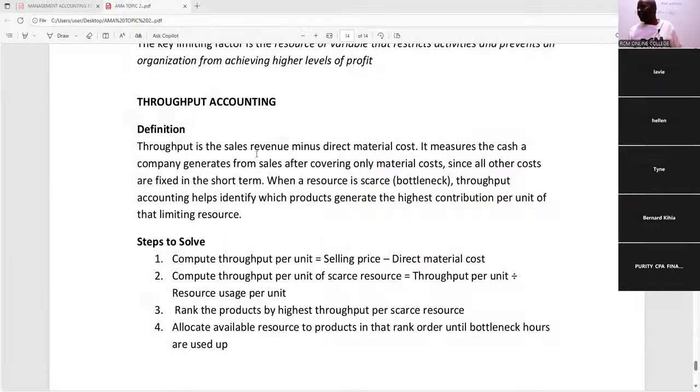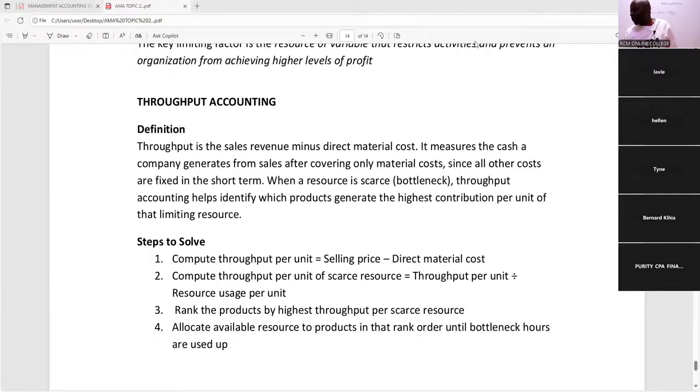So we are told, ladies and gentlemen, the definition: throughput is sales revenue minus direct material cost. It measures the cash a company generates. That is not even important to me. The moment you've understood throughput is sales revenue or selling price minus material cost, you are as good as very knowledgeable. So the steps to solve: compute throughput per unit, selling price minus material cost; compute throughput per unit of scarce resource; rank the products by the highest throughput per scarce resource; allocate available resources to products in that rank order until bottleneck hours are used up.